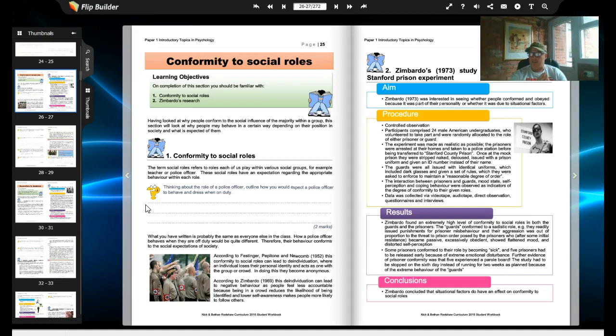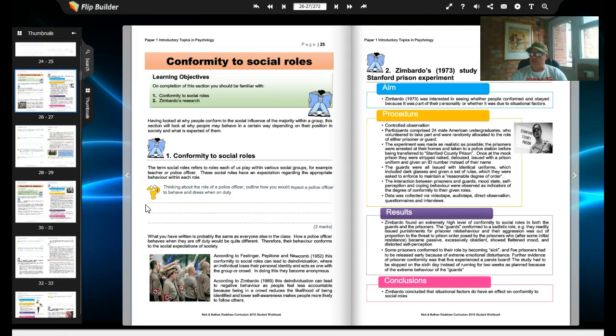Once at the mock prison, they were stripped naked, deloused, issued with a prison uniform and given an ID number instead of their name. The guards were all issued with identical uniforms, which included dark glasses, and were given a set of rules, which they were asked to enforce to maintain a reasonable degree of order. The interaction between the prisoners and guards, mood state, self-perception, and coping behaviours were observed as indicators of the degree of conformity to their given roles. Data was collected via videotape, audio tape, direct observation, questionnaires, and interviews. It's quite a range.